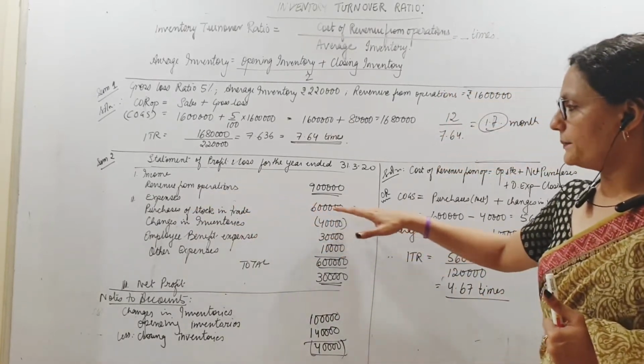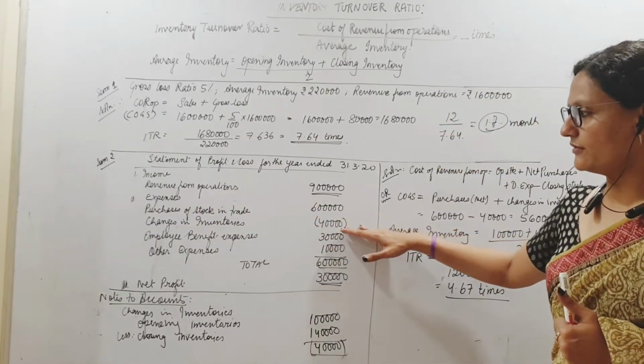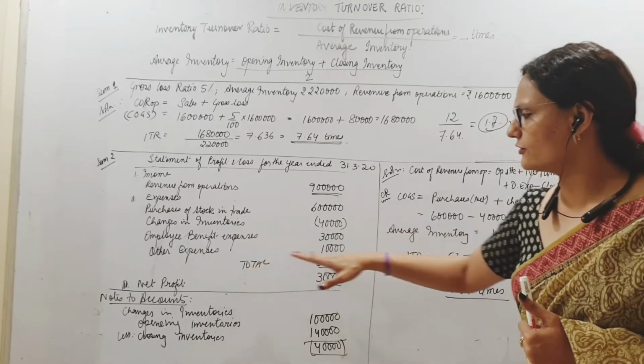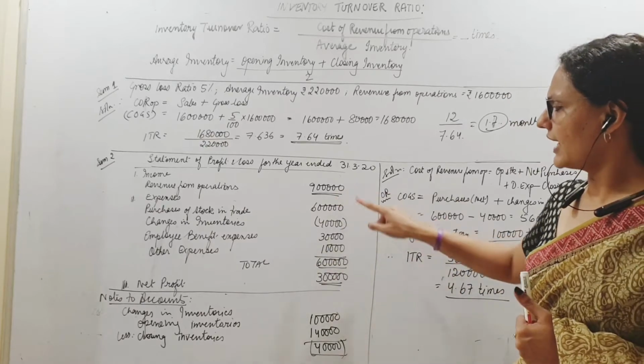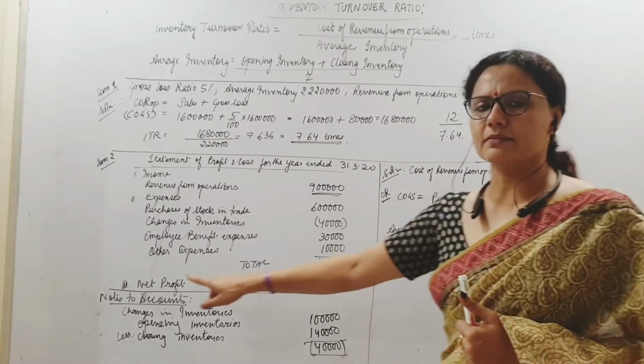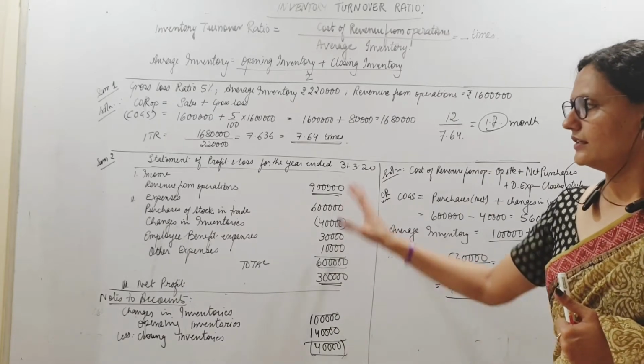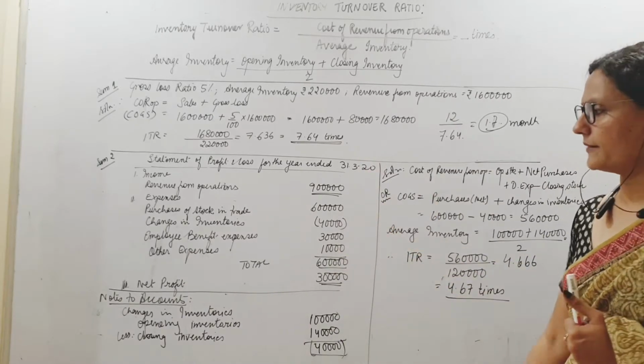Expenses are purchases of stock in trade, changes in inventory, employee benefit expenses, other expenses. Total expense is 6 lakhs. So 9 lakhs minus 6 lakhs, 3 lakhs is my net profit before tax. Tax is not given here. Alright. So ये मेरा statement है.